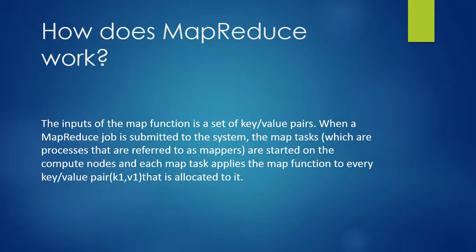So let us examine how MapReduce works. The inputs of the map function are a set of key value pairs. When a MapReduce job is submitted to the system, the map tasks, which are processes that are referred to as mappers, are started on the compute nodes, and each map task applies the map function to every key value pair that is allocated to it.